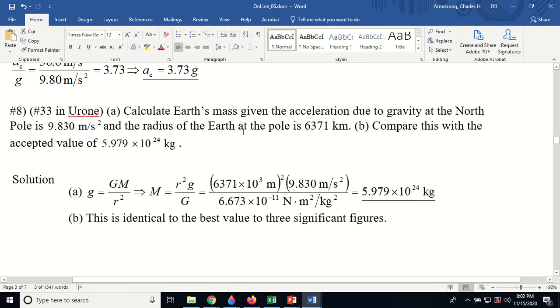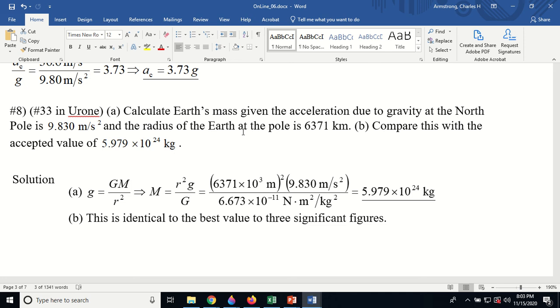Okay, number 33 in your own. Calculate the Earth's mass given the acceleration due to gravity at the North Pole is 9.830 meters per second squared, and the radius of the Earth at the pole is 6,371 kilometers. Remember that the radius from the center of the Earth to the poles is a little bit less than the radius from the center of the Earth to the equator, because the Earth is a little bit flat. Its spin, its rotation causes it to flatten out a little bit.